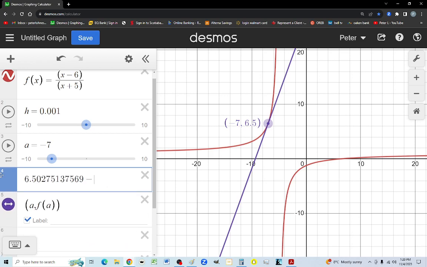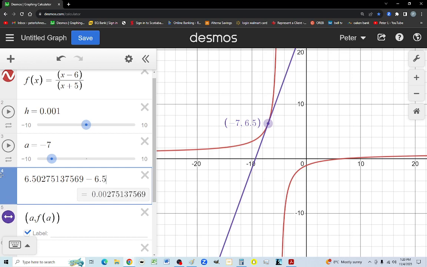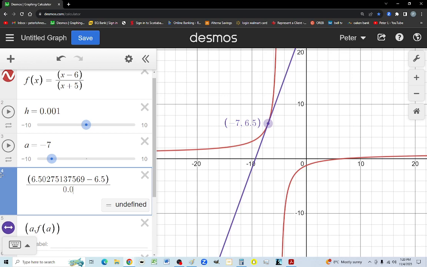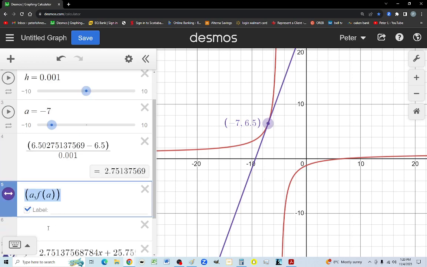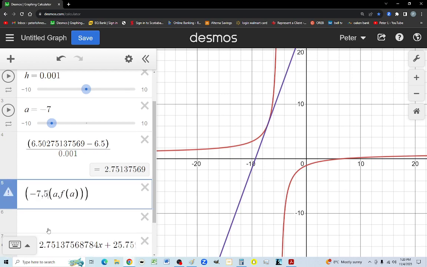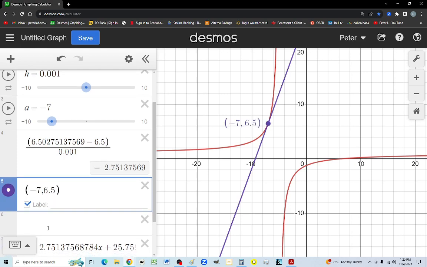You have to subtract the 6.5, which is f of minus 7, and you have to divide it by our h. There you get the same slope. That's the same thing, y2 minus y1 over x2 minus x1. You can then plot that point. So the point that we're plotting is minus 7 comma 6.5, the same thing as a comma f of a.